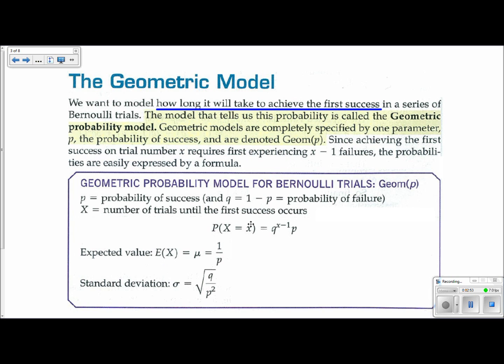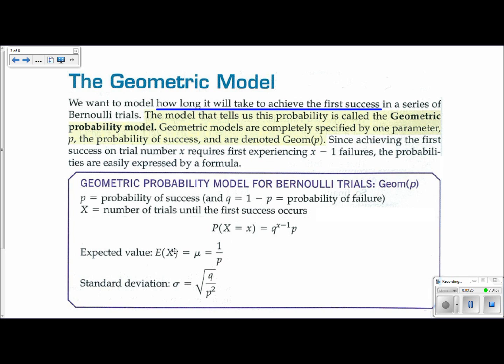I hope this equation down here makes sense, because to get our first success, we would have had to have x minus 1 failures. So if my first success is on the 5th trial, then I would have had 4 failures and then my 1 success. So we look at the probability of failure to the power of x minus 1 times the probability of that first success.